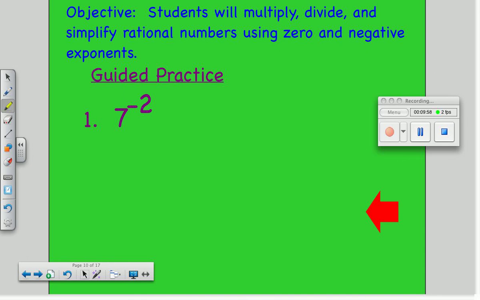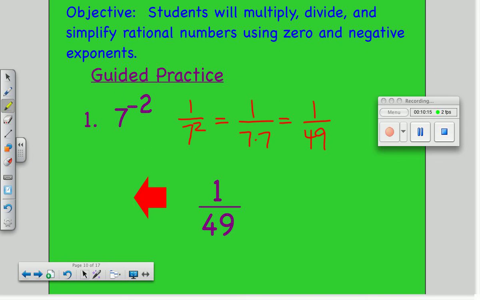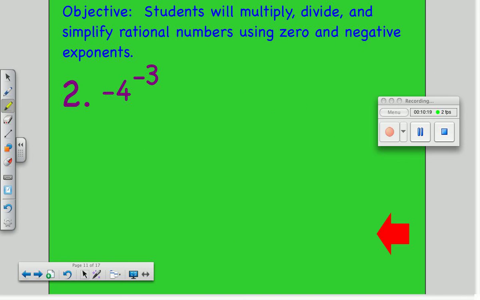Seven to the power of -2 is 1 over 7 to the power of 2, which is 1 over 7 times 7, which is 1 over 49. 7 times 7 is 49. So this time we're actually multiplying out the base, using exponent rules.